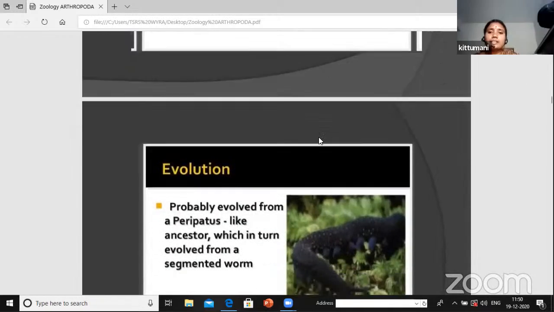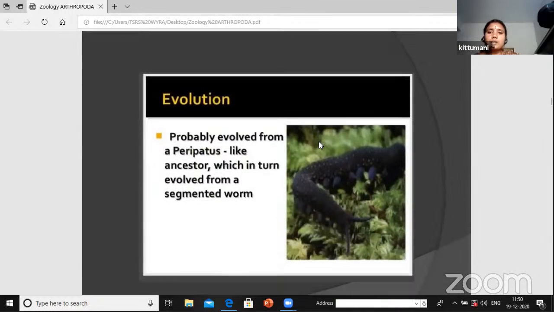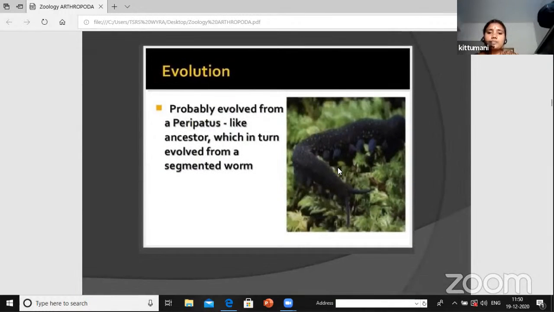Here, arthropods are by far the most successful phylum of the animals we will observe. And the next, we will enter into some of the important ones which are used for our competitive exams also. Here, what is the evolution of the earthworm? Sorry, evolution of the arthropods. Here, they probably evolved from the peripatus. It is a peripatus organism which looks like a worm, but it is an arthropod.